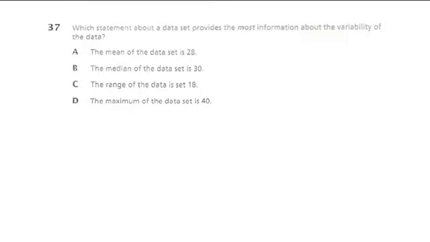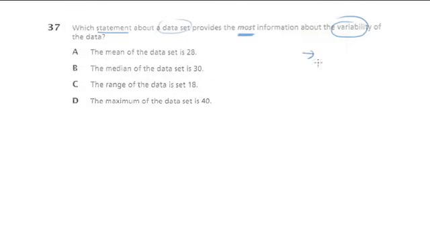Okay, question number 37. Which statement about a data set provides the most information? So everything here is going to provide information, but it wants to know which statement about a data set provides the most information about the variability.